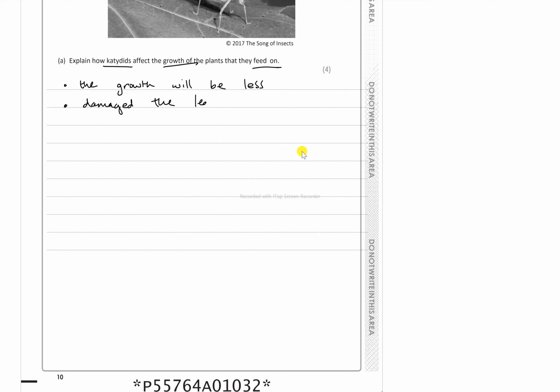the leaves or the surface area. So there's less surface area. So what does that mean? So that means that there's less chloroplasts. So less what takes place? Photosynthesis. So what happens? So less glucose for growth.